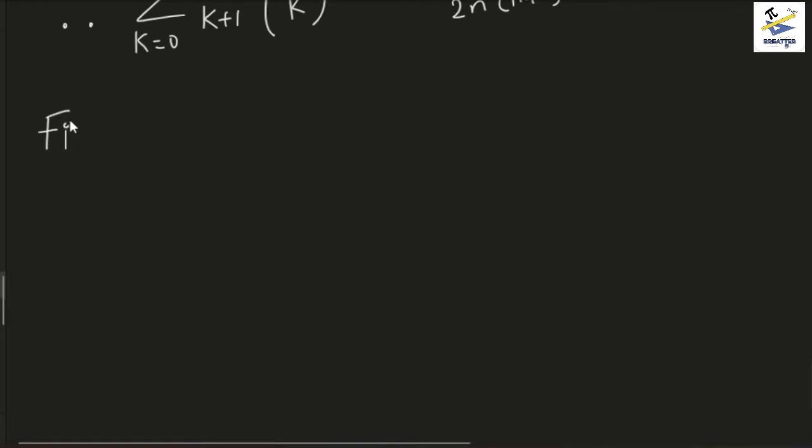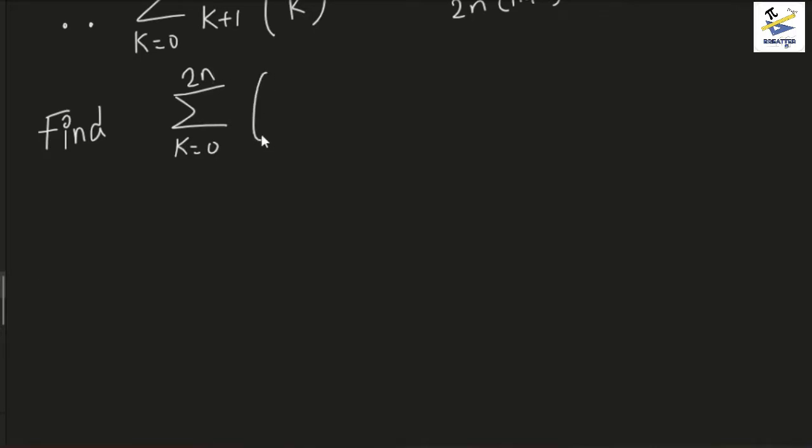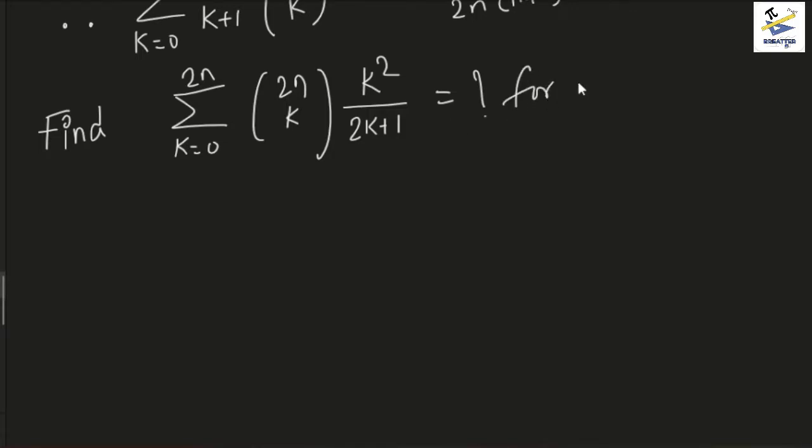Find... So let us say we need to find the following problem. The sum k equals to 0 to 2n of (2n choose k) square by 2k plus 1, for all n belongs to natural numbers. So let's say this is the problem we are required to find for a natural number n.